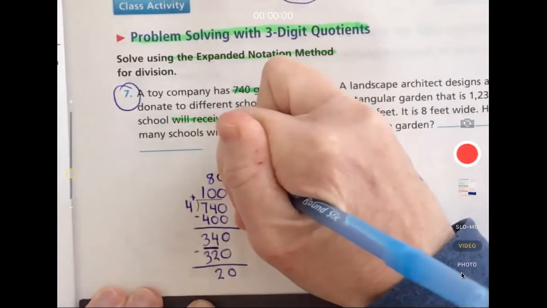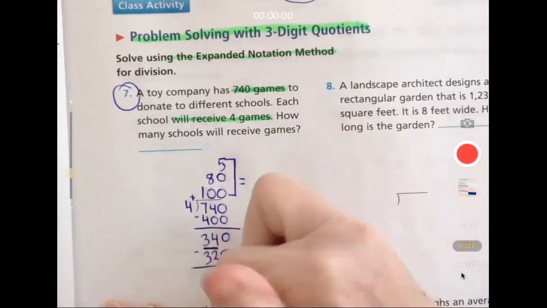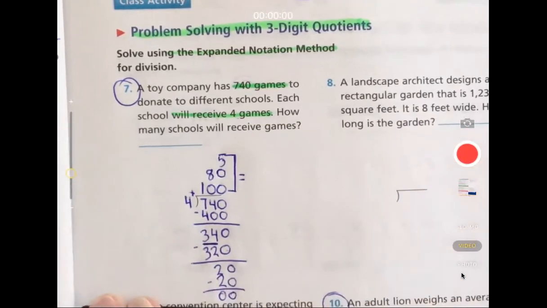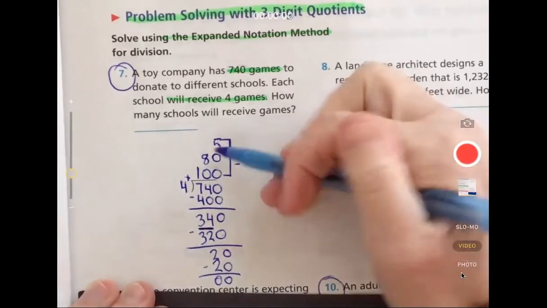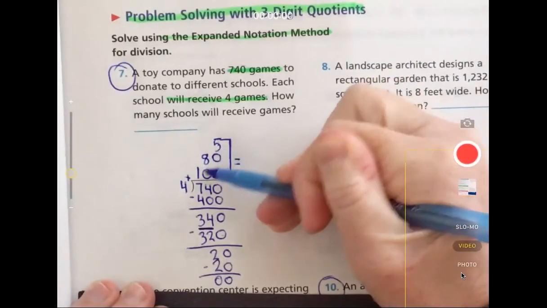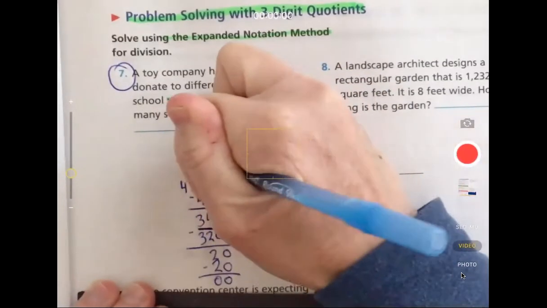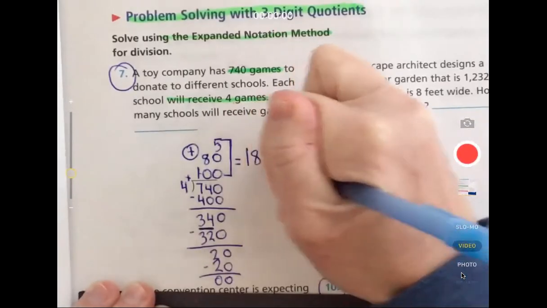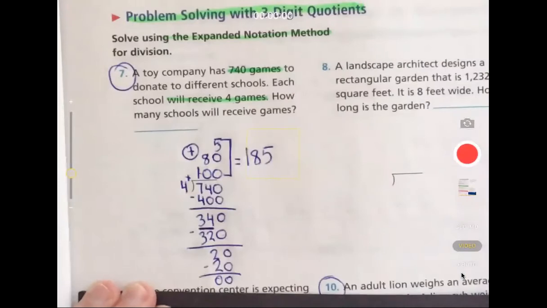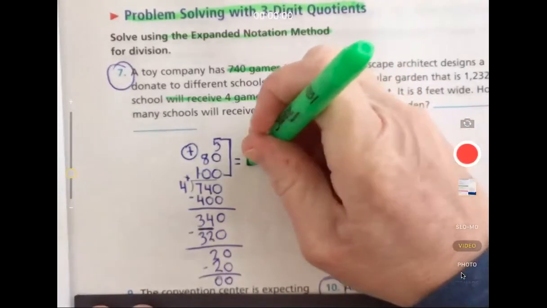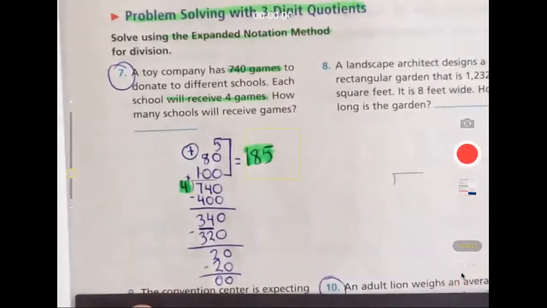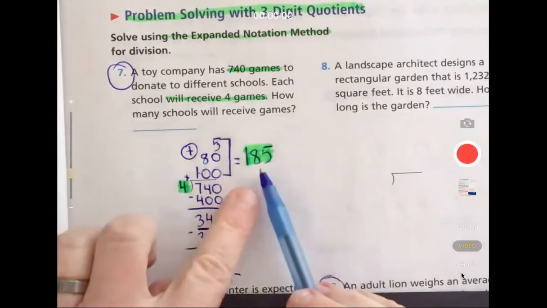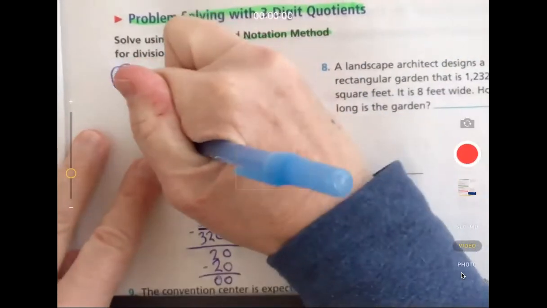I hope you were thinking 5. Let's check. 5 times 4 is 20. And when I subtract, let's see if there's remainders. There are no remainders. Now I need to add up my 3 numbers, 100 plus 80 plus 5. Remember, it's just the places, 185. That is the missing factor. That's the answer. Those are my 2 factors, okay? So when it asks how many schools will receive games, 185 schools.